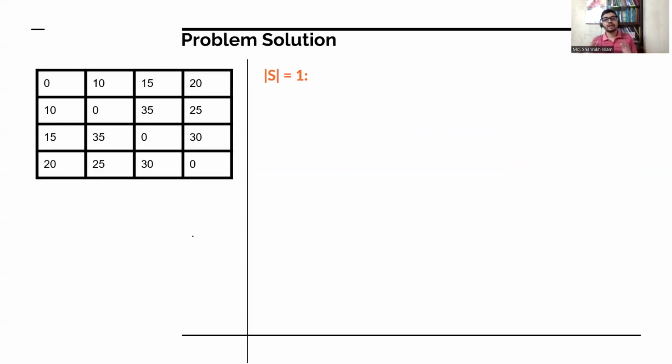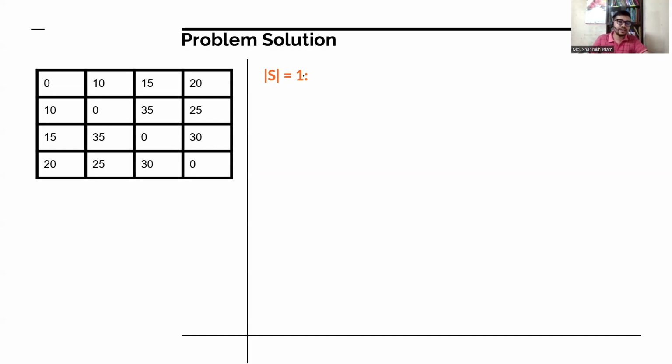Now let's try to solve it. First of all, we will solve the smallest problem. So the smallest problem is of cardinality 1. That means let's say we are starting our journey from C1 and we end our journey at C2. This is a problem. We start our journey at C1, we end our journey at C3. This is another problem. We start our journey at C1 and we end our journey at C4. So let's try to solve it.